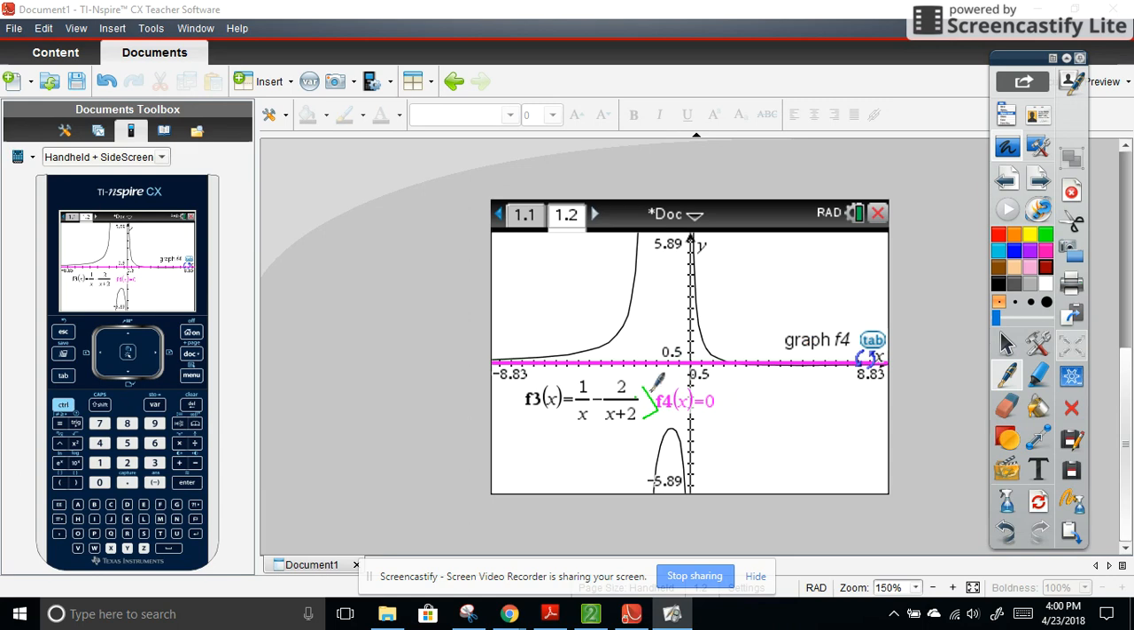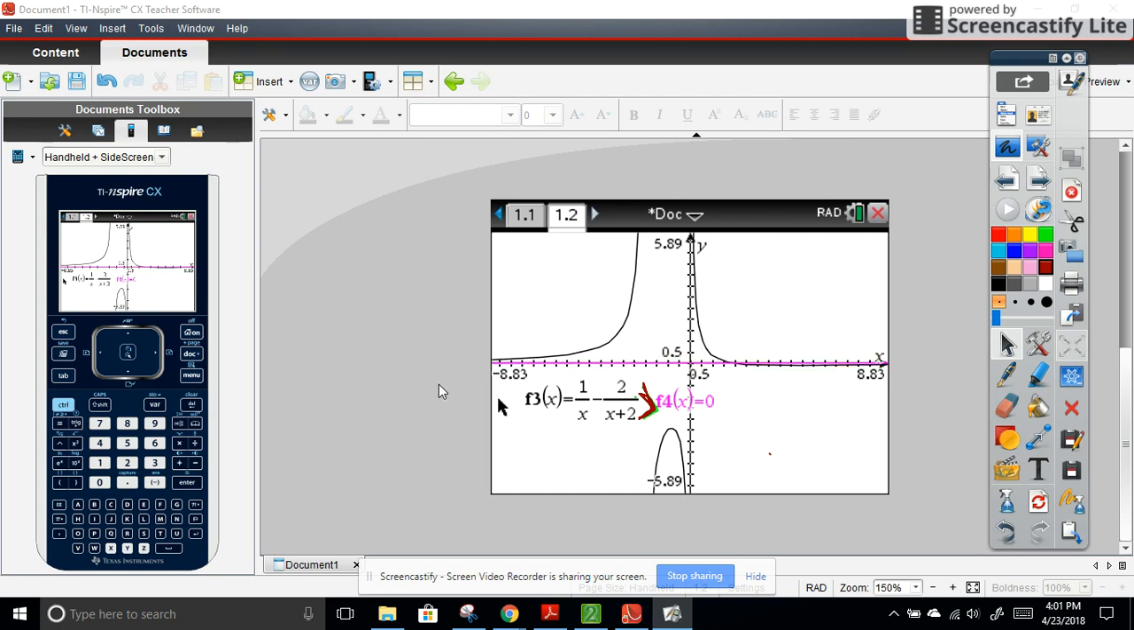I wanted to change colors. Greater than 0. Okay, so that means where is the black graph above the pink line? Okay, that's what they want to know. Where is the black graph above the pink line? Well, guess what? I can't really tell right there.